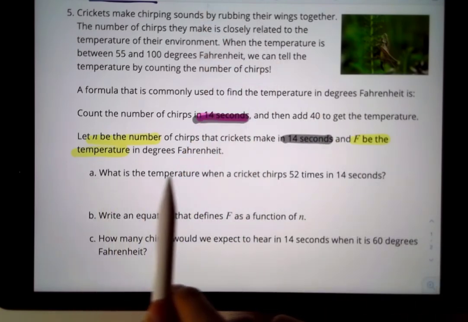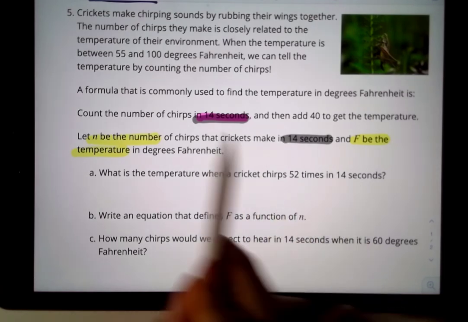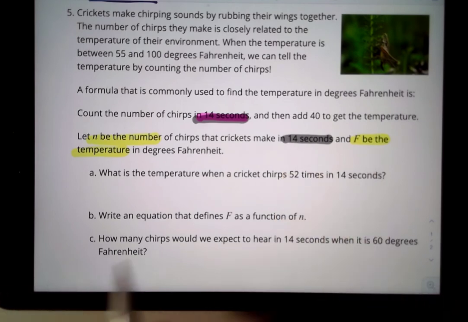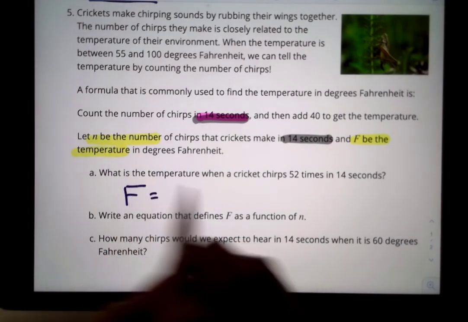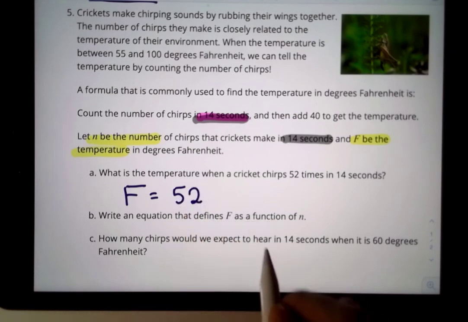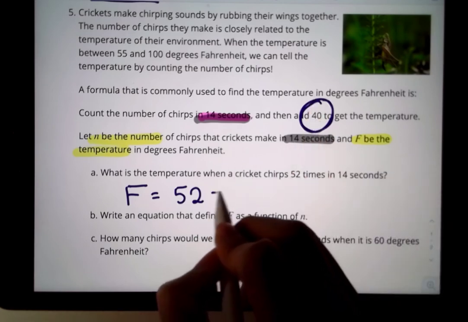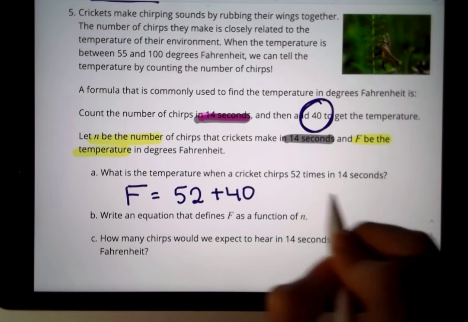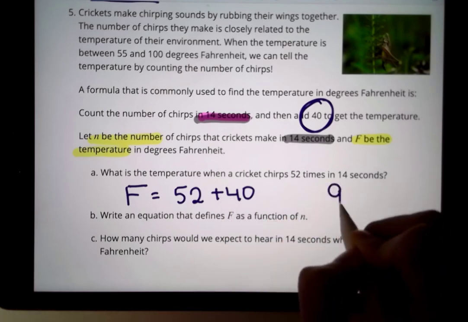Alright? And then what is the temperature when a cricket chirps 52 times in 14 seconds? So see it, 14 seconds, we don't do anything with that. The number of the sound is 52 times in 14 seconds, and then you just add 40. Then what does that mean? The temperature is 92 degrees Fahrenheit, because you just add it, then you get 92.